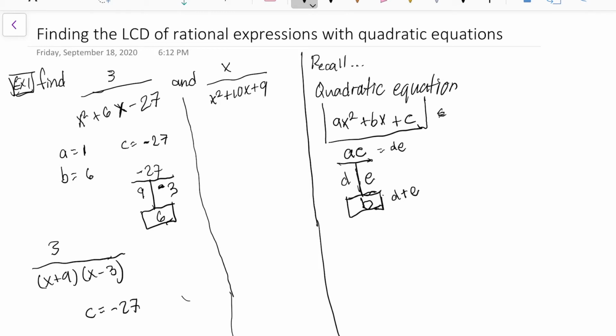Okay, so now let's do the same thing with the second fraction, so we're now focusing on this fraction or rational equation. We're now trying to factor out the denominator of x all over x squared plus 10x plus 9. So let's first identify our A, B, and C. A is basically equal to 1 again. B is equal to 10. And C is equal to 9.